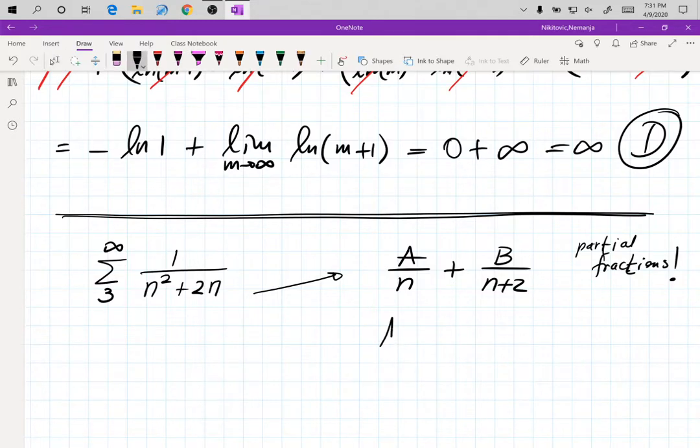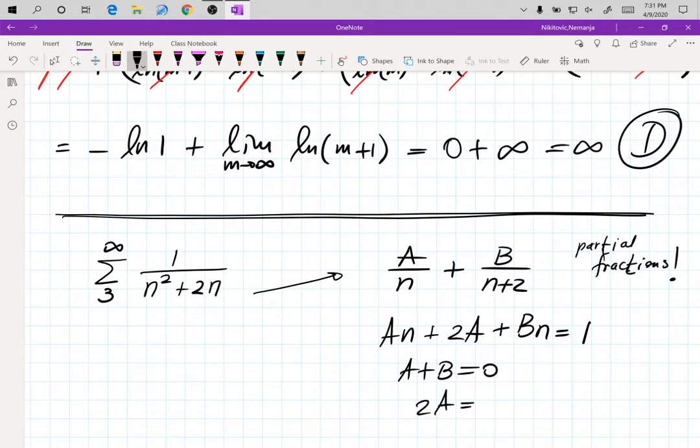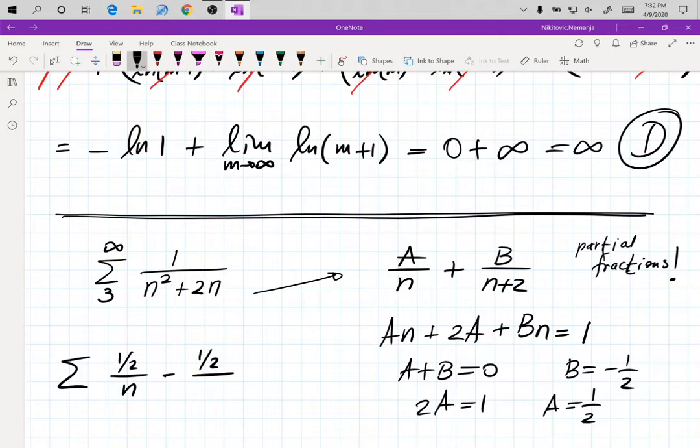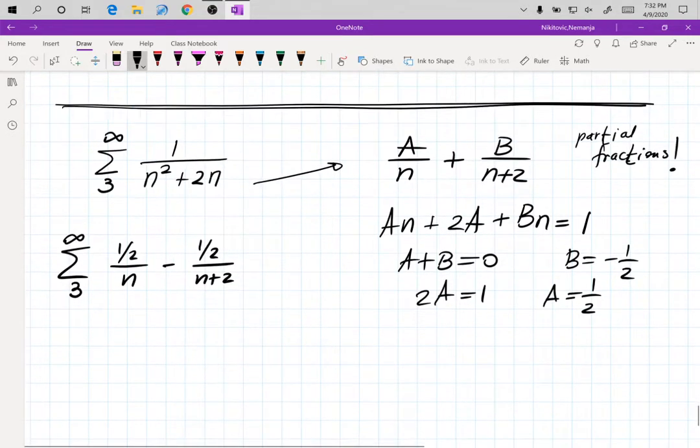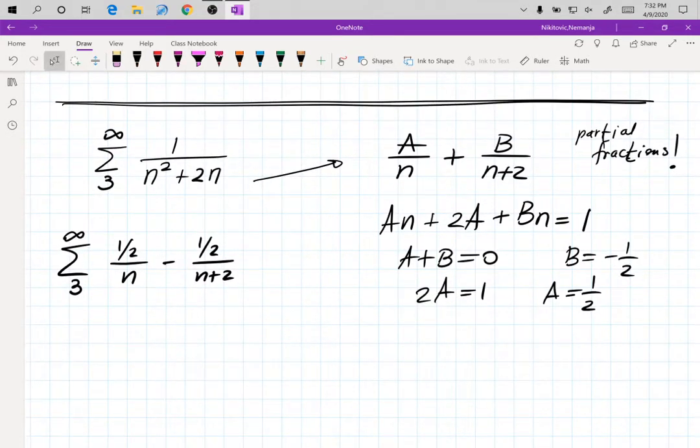So I have an plus 2a plus bn equals 1. That's a plus b equal to 0, and 2a equals 1. A is equal to 1/2, then b has to be negative 1/2. And this problem is 1/2 divided by n minus 1/2 divided by n plus 2. And now you just plow through calculations.